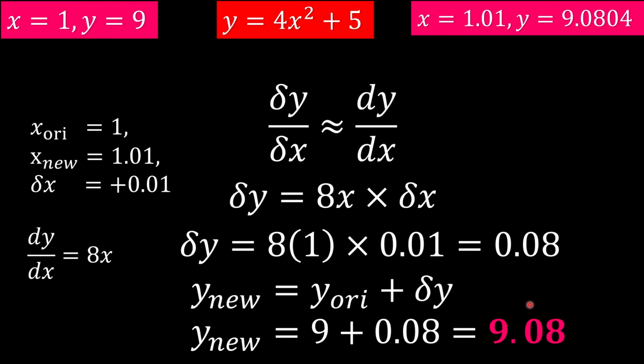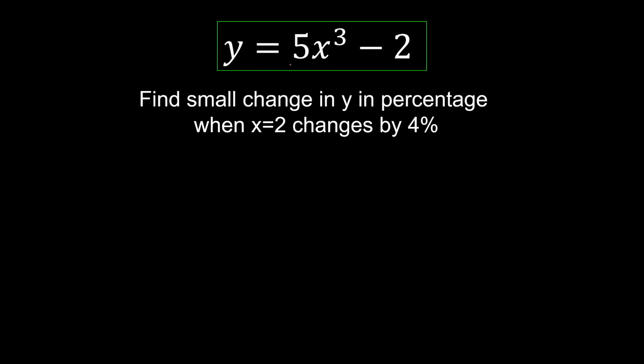It's not accurate exactly, but it's a nice approximation by using differentiation. Given y is equal to 5x cubed minus 2, find the small change in y in percentage when x is equal to 2 changes by 4%. So they ask us to find the small change in y in percentage when x, which is originally 2, changes by 4%.